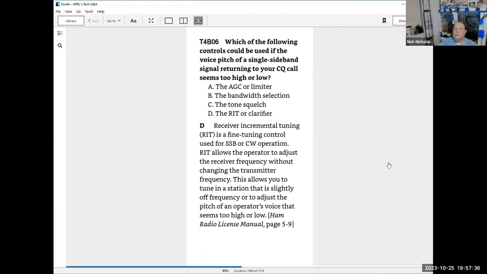So the answer to this question is D. The RIT or clarifier is the device that'll allow you to clean that up, so to speak. Make it a little nicer and more intelligible.